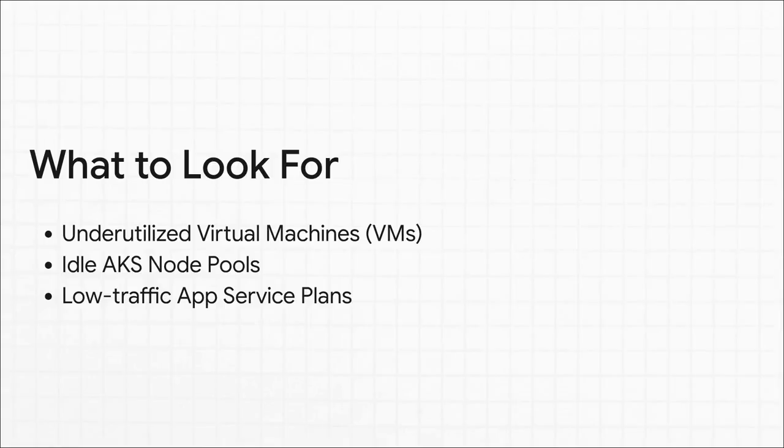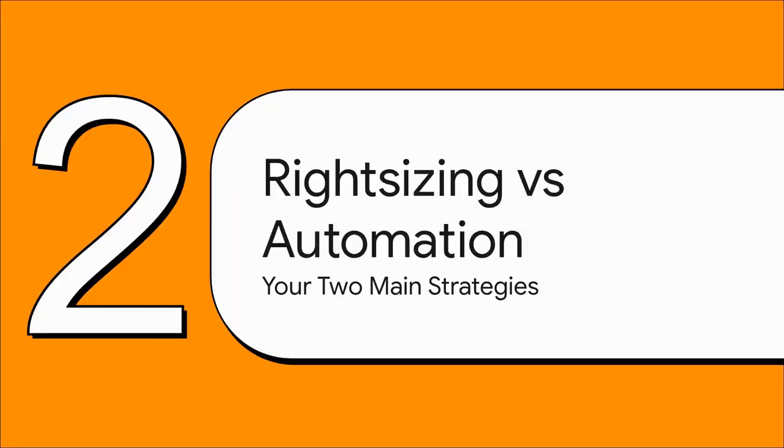So what are the usual suspects that Azure Advisor is going to call out? Well, number one is almost always underutilized virtual machines. These are VMs where the CPU is just kind of sitting there, bored. You're paying for a sports car to just drive to the grocery store. Next up, you'll see idle AKS node pools, especially in your dev and test environments. And finally, low-traffic app service plans that might have been set up for a big launch, but are now just coasting along.